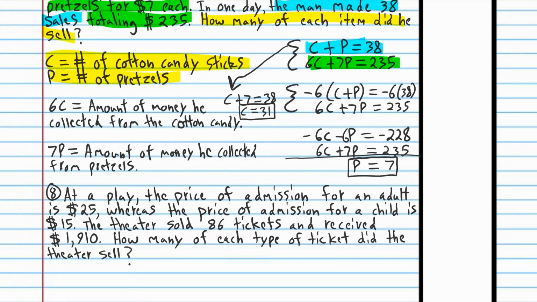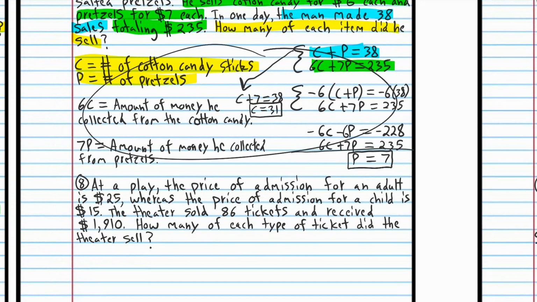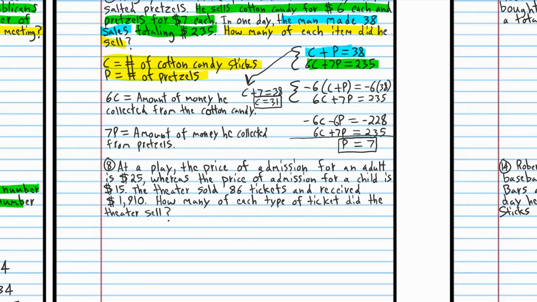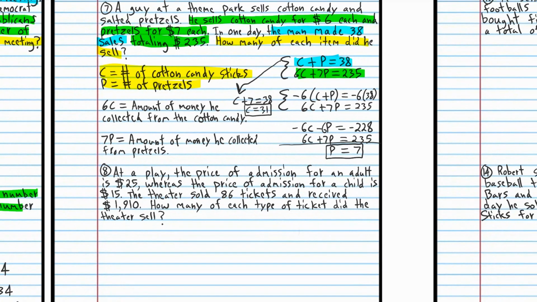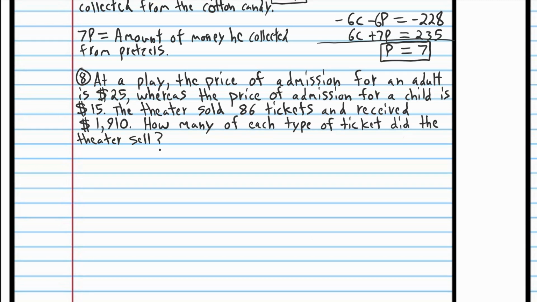Now I want you to be aware that I'm not going to show this in each step. I'm just going to show the result. So I'm going to skip this step just because I don't want to have to rewrite this over and over again. So I'm just going to go here to here. So be aware of that as we do these next problems, because as you can see, I'm kind of running out of room. And I'm not going to write this every time because it's just going to take too long. So hopefully you understand why 6c is the amount of money he collected from selling cotton candy, and 7p is the amount of money he collected from selling the pretzels. And you add that together and you get 235, which is the amount of money he collected total for all his sales. So let's do one more of these problems before you try one on your own.